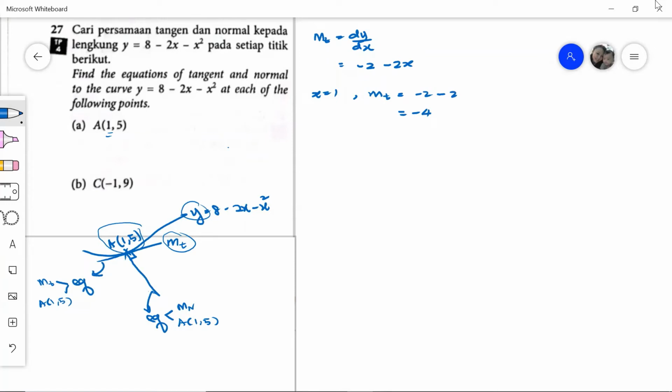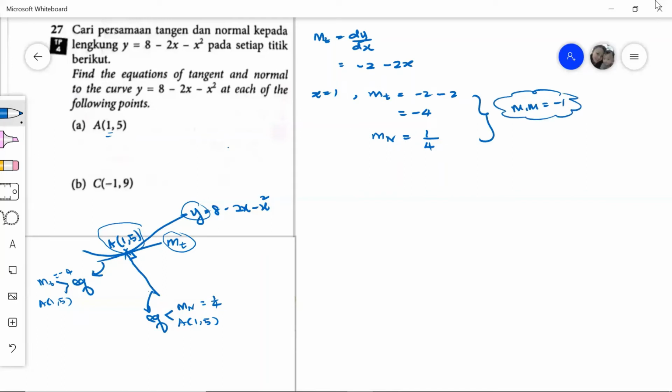And with that, the gradient of the normal will equal the negative of its reciprocal. So the negative becomes positive. The reciprocal of 4 is 1 over 4. So we have found the gradient of the tangent and the gradient of the normal at the same time. So the gradient of the normal is 1 over 4, and the gradient of the tangent is negative 4. This is based on m1 times m2 equals negative 1.